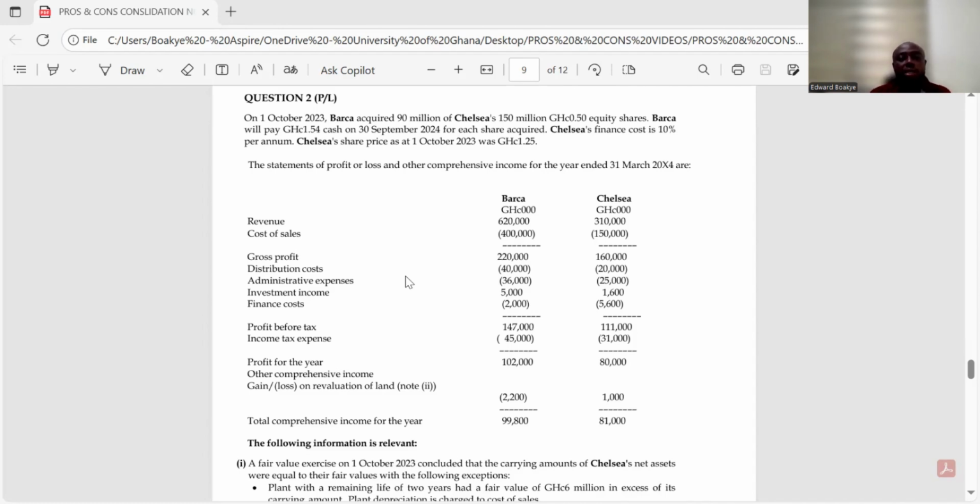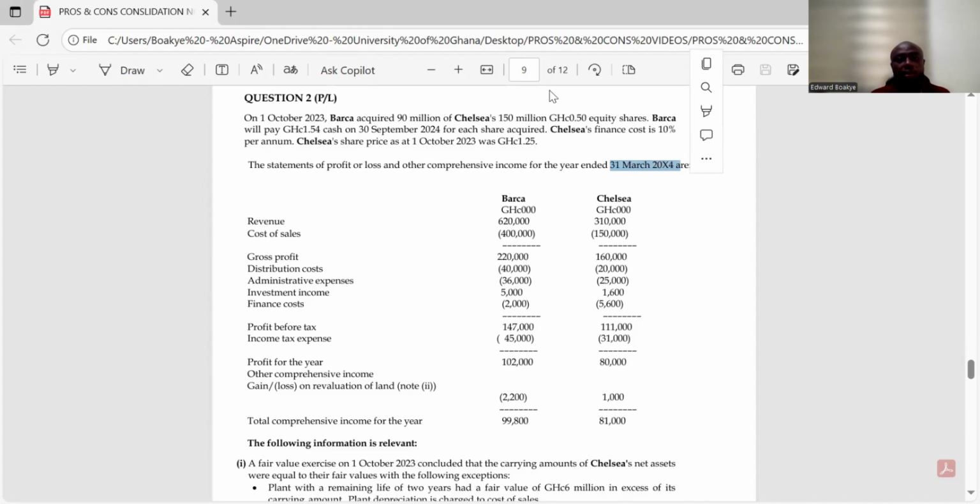So let's go and deal with this. This is basically about the consideration. We'll be dealing with the consideration, and we also have to deal with the group structure. So we will start with our group structure, date of acquisition and reporting. Then we deal with the consideration. Then we come and focus on our net asset schedule, right? So when is the date of acquisition? The date of acquisition is 1st October 2023, and the date of reporting is 31st March 2024.